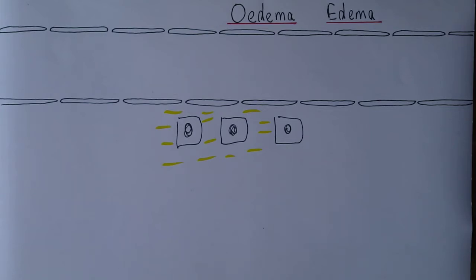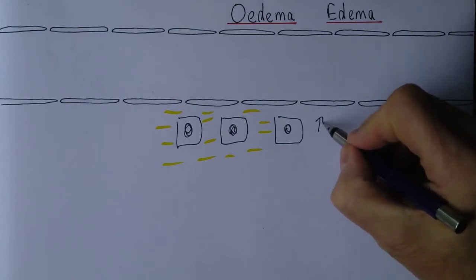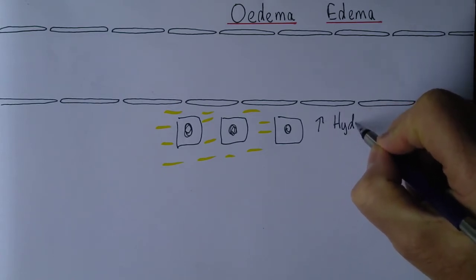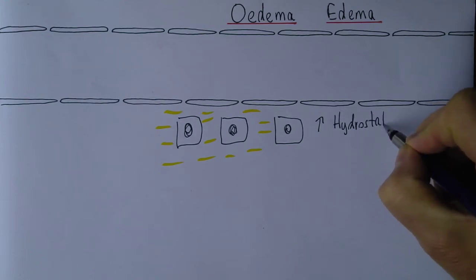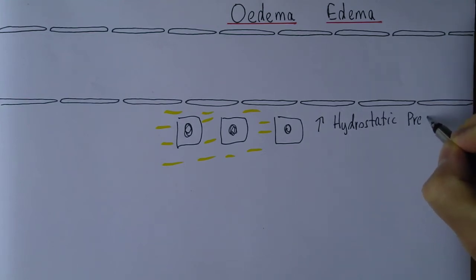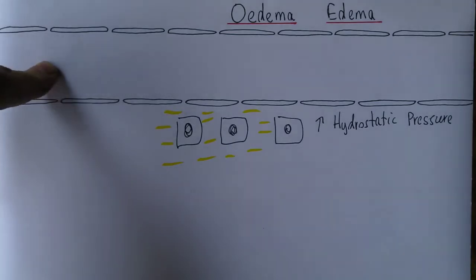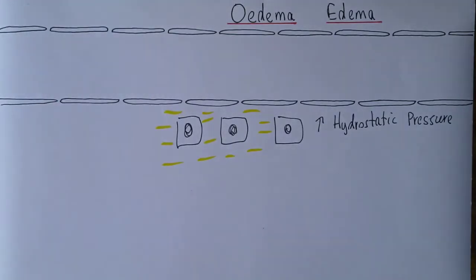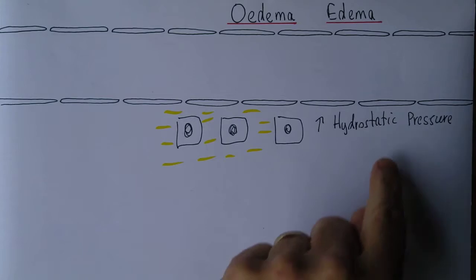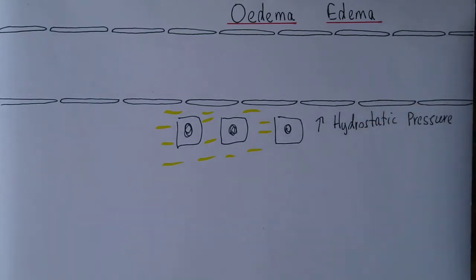And the first cause is increased hydrostatic pressure. If you watched the previous videos in this series, you'll know that the tissue fluid is formed at the arterial end of the capillary, where the hydrostatic pressure is greater than the osmotic pressure. The tissue fluid is reabsorbed at the venous end of the capillary, where the osmotic pressure is now greater than the reduced hydrostatic pressure associated with the venous end of the capillary.